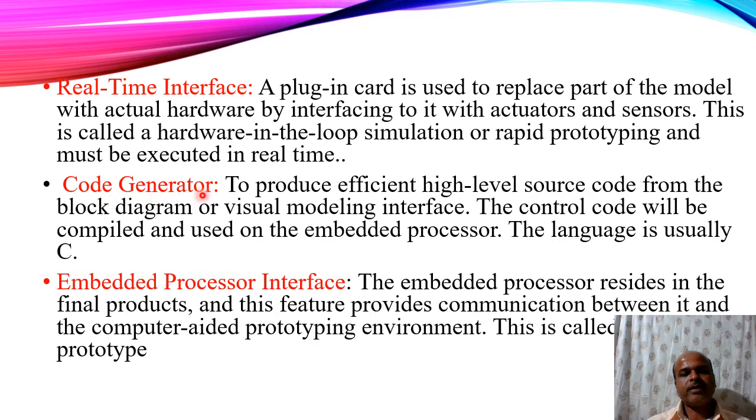The next is a code generator to produce efficient high-level source code from the block diagram or visual modeling interface. The control code will be compiled and used on the embedded processor. The language is usually C. So usually C language is preferred, or you can add C++ language. Then embedded processor interface. The embedded processor resides in the final product, and this feature provides communication between it and the computer-aided prototyping environment. This is called a full system prototype.